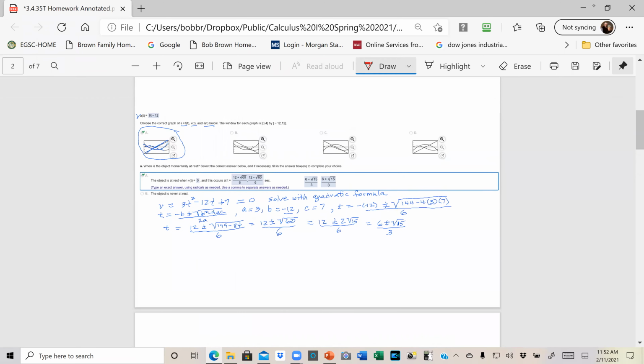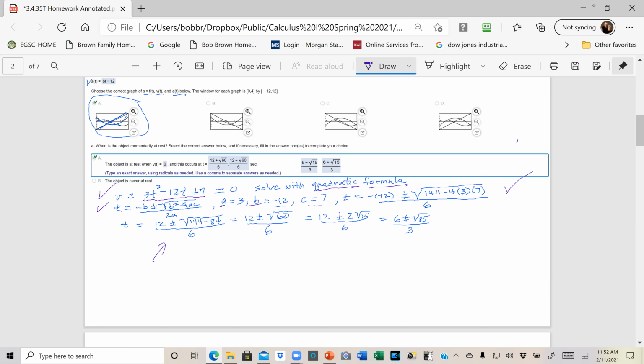And so plugging in, we get this equation. And finally, we get T is 12 plus or minus the square root of 60 divided by 6. Now notice that 60 is equal to 4 times 15, so you can simplify the quadratic. And the simplified solution to this is given by 6 plus or minus the square root of 15 over 3.